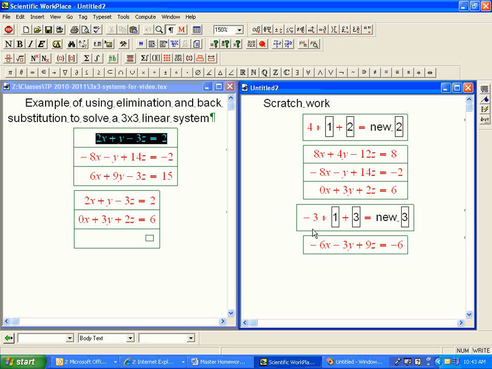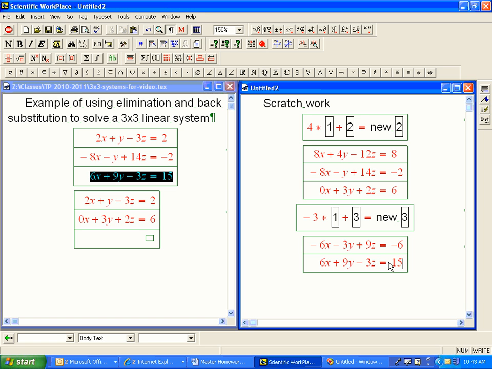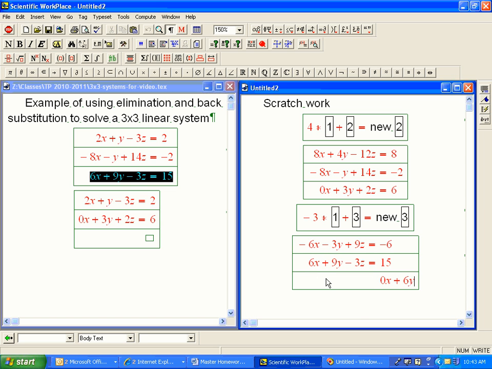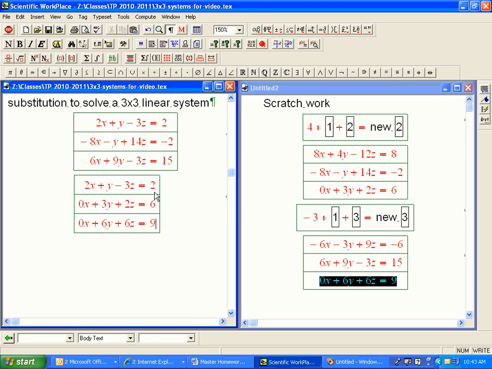And then bring in equation 3. Here I don't have to multiply it by anything. And I'm going to add them together. So 0x plus 6y plus 6z equals 9. Okay, and I'll copy that over. Now I don't really have to have the 0x's in there, but it doesn't hurt me to have it either. So now I'm one significant stage simpler.